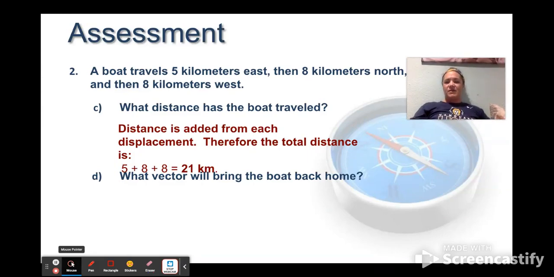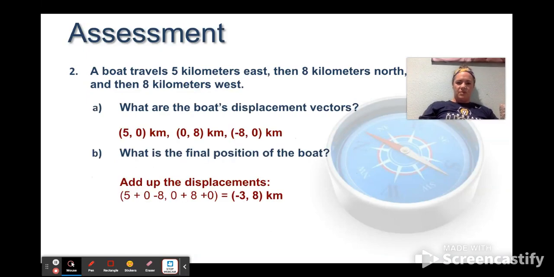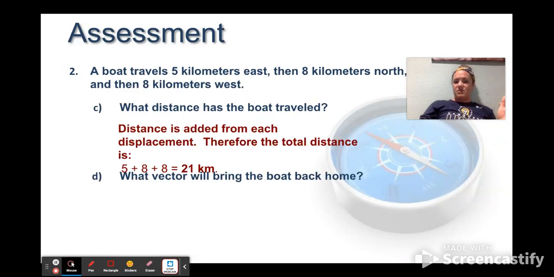So the next question is, what vector will bring the boat back home? Sorry. So therefore the total distance is 21 kilometers. That's the distance. So our total displacements give the final position. And then what distance did the boat travel? The distance is added from each displacement. So therefore just the total distance, 5, 8, 8. You notice that you don't have a negative. So it is absolute value. And absolute value is just the whole value of that number without direction, without the negative or positive. They're all positive, if you will.